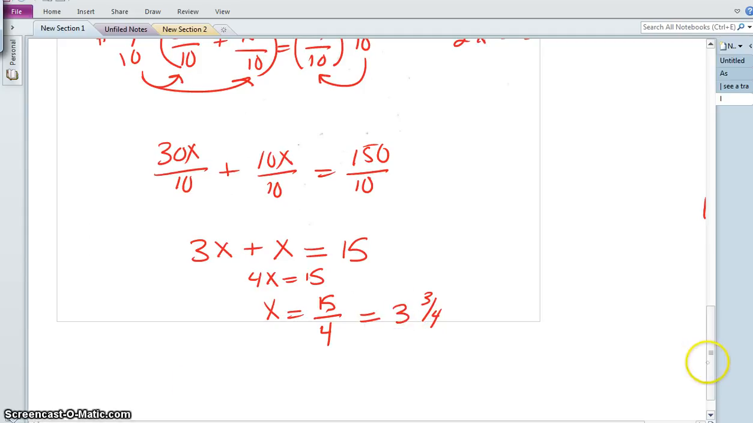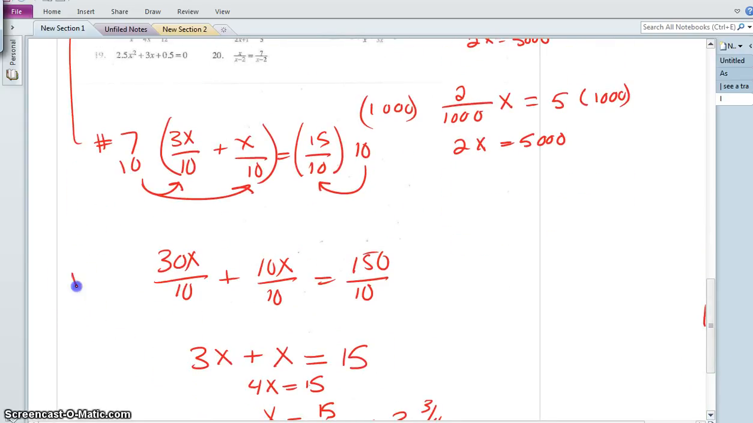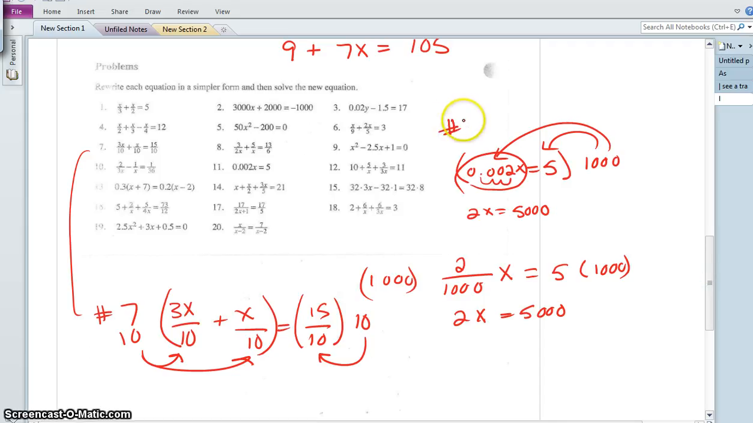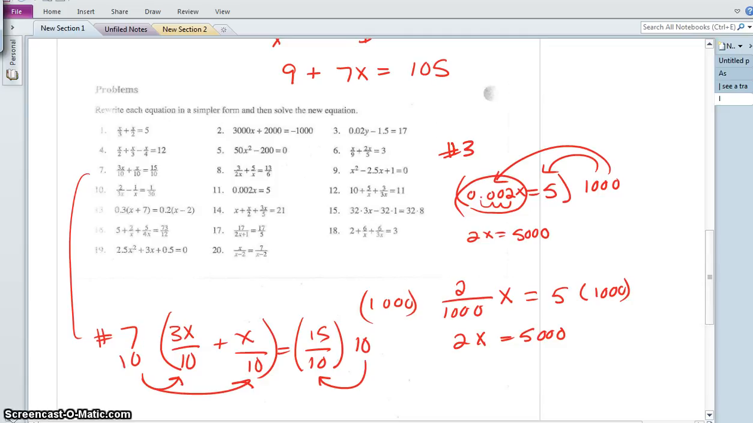So 2 of these have been solved for you. This is number 7. This is number 3. Please pace yourself so that you have your work completed in time to have these checked by Thursday, so that you have the weekend to make corrections. These are due on Monday at the start of class.